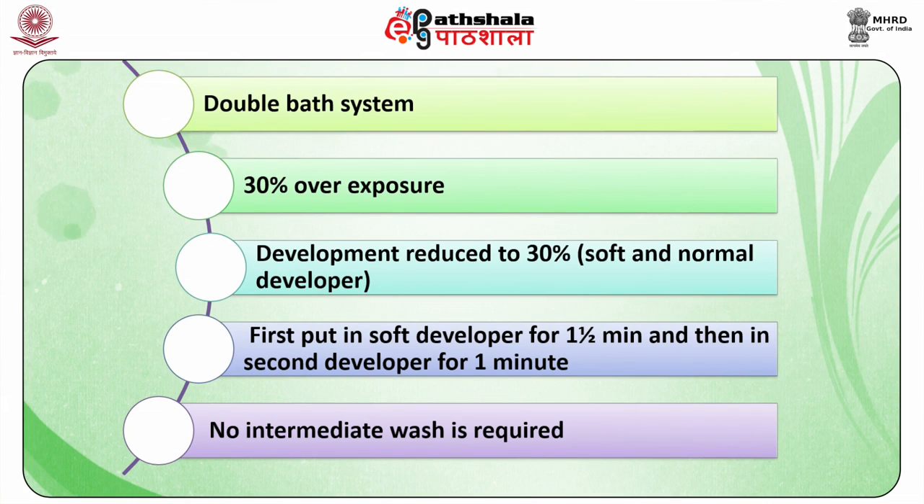Enlargement from high contrast negatives can be developed in double bath system for better result. In double bath system, 30% overexposure is required and development should be reduced to 30%. Soft and normal developer: first put in soft developer for 1.5 minutes and then in second developer for 1 minute.